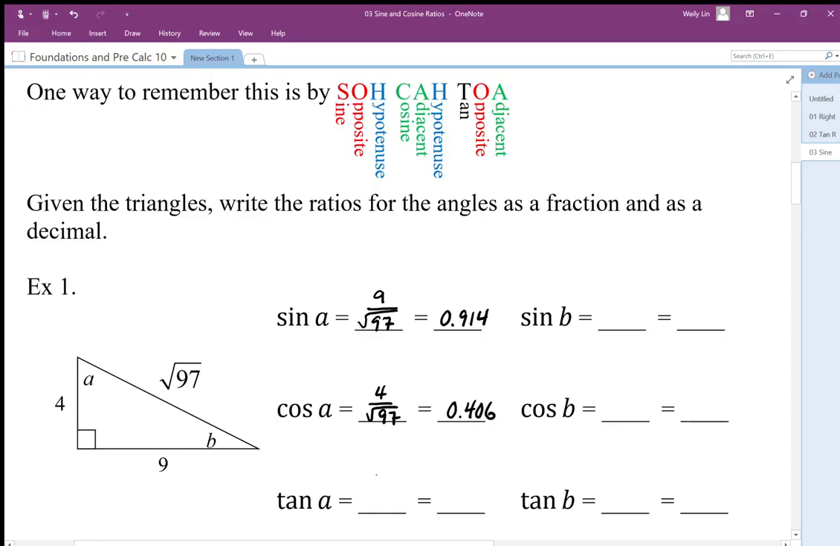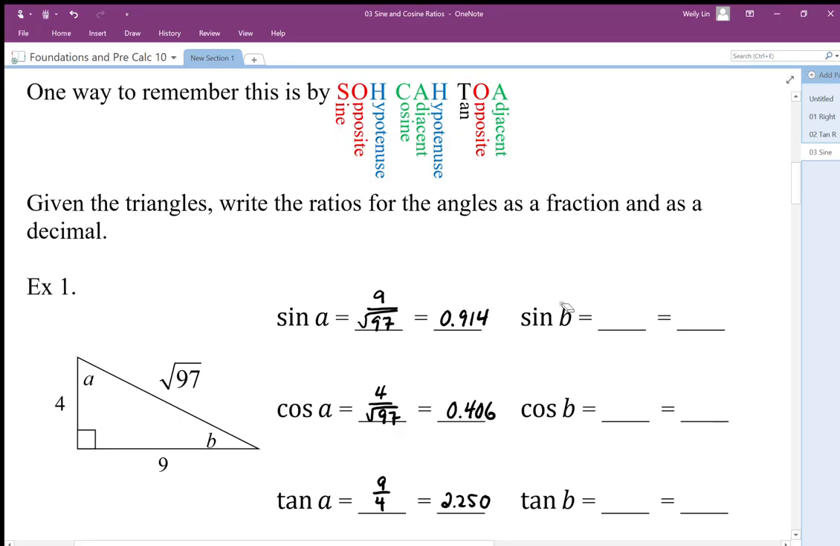And then the tan ratio is going to be the slope relative to angle A. So it's going to be opposite to adjacent. So it's going to be 9 to 4. And this works out to be 2.25 exactly. But I'm going to put an extra 0 on there just to be consistent with the 3 decimals.